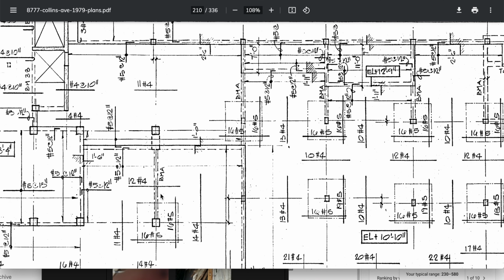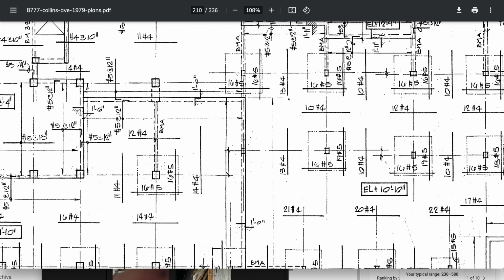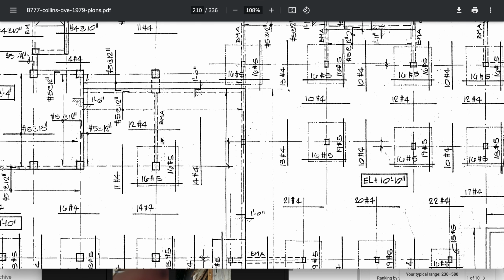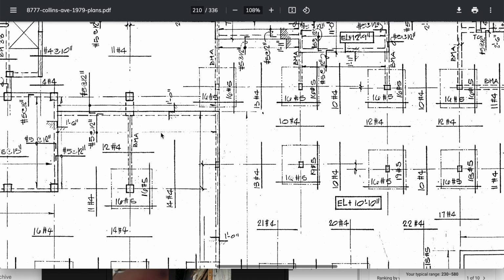So remember, this is below deck. There's a beam, a transfer beam here. It's internal. Hold on.